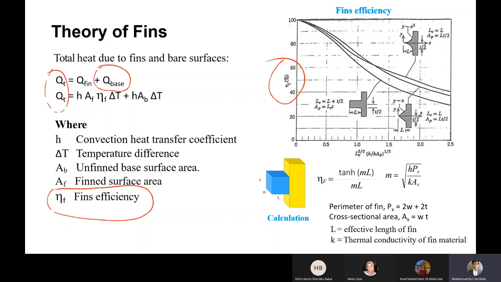For example, here we get the efficiency of the fin equal to tanh(mL) over mL, and this is the definition of m. Px is the perimeter of the fins, equal to 2 times the width plus 2 times the thickness. The cross-section area Ax equals width times the thickness of the fins. And L is the effective length of the fin, K is the thermal conductivity of the fin material.